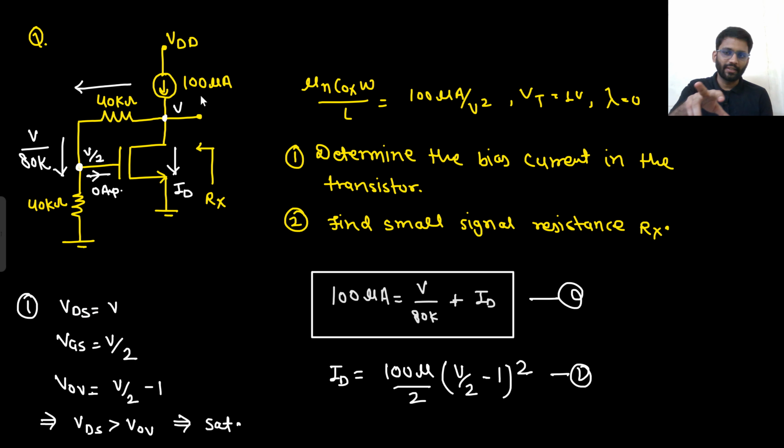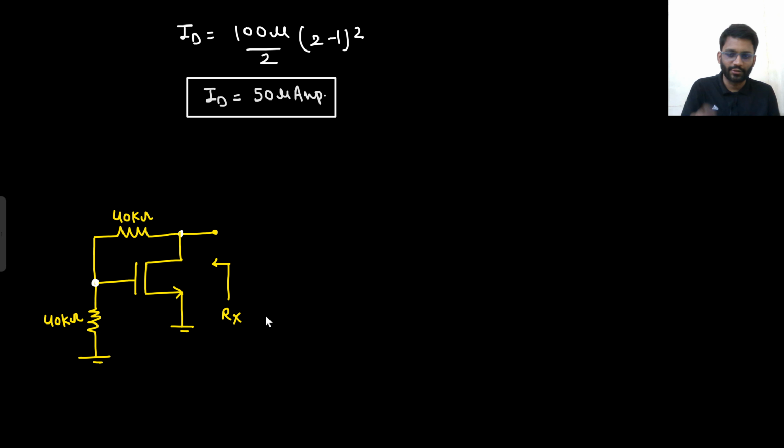How is it the small signal circuit? This current source is gone. This will be open circuited. VDD is also gone. This is open circuited, and then this much circuit is remaining. So this is your small signal circuit, right? Small signal model. This is your small signal model. You need to determine Rx from here. So what we are doing? Small signal analysis.